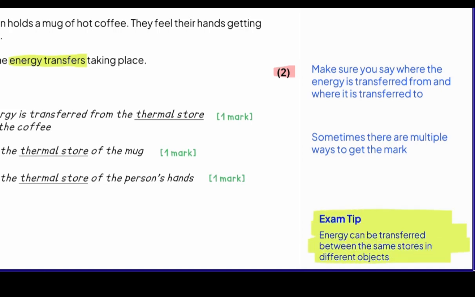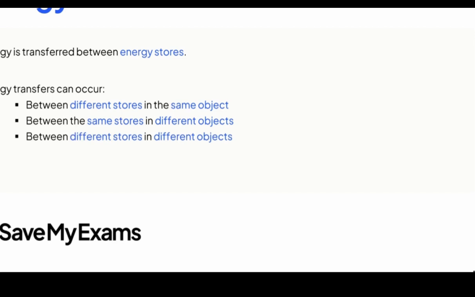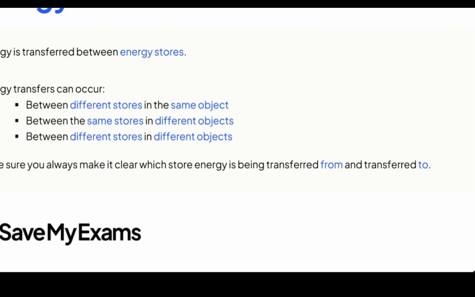Energy is being transferred between the same energy store, the thermal store, but the energy is being transferred from object to object to object. In summary, energy is transferred between energy stores. That could be different stores in the same object, or the same stores in different objects, or even different stores in different objects. When answering questions, make sure you always say where the energy is being transferred from and where it is being transferred to.